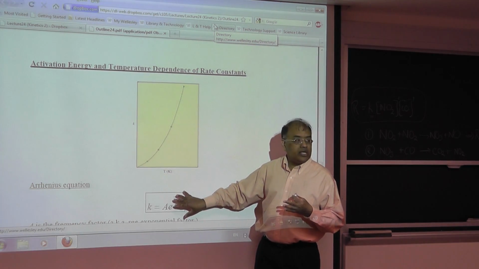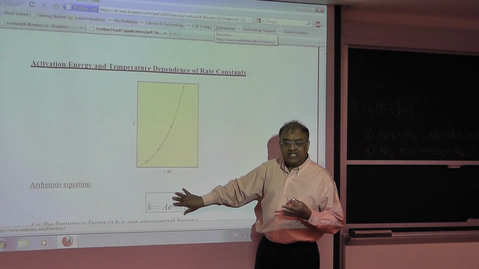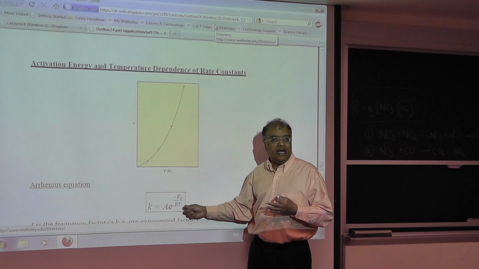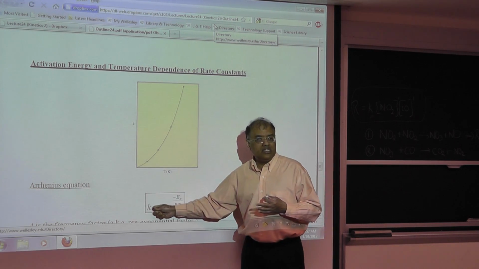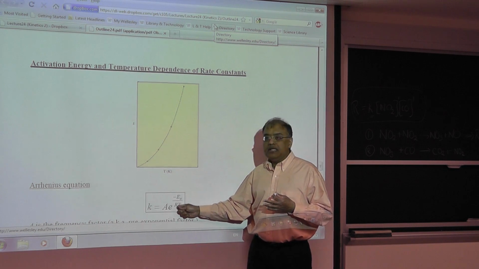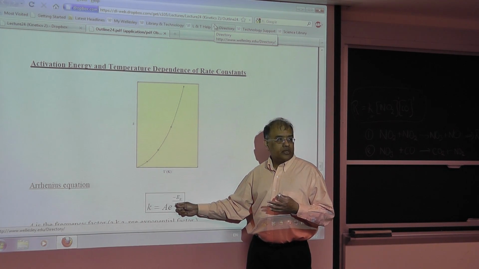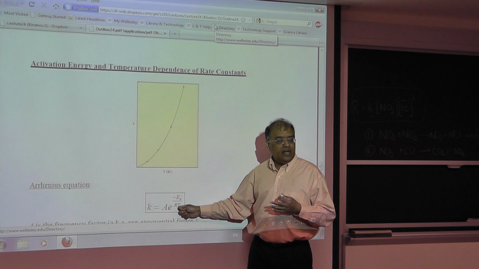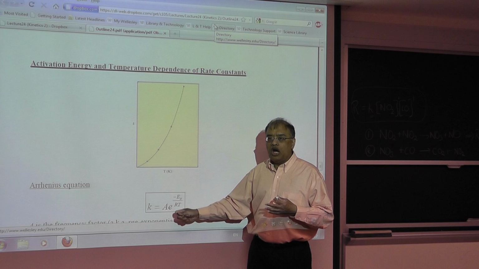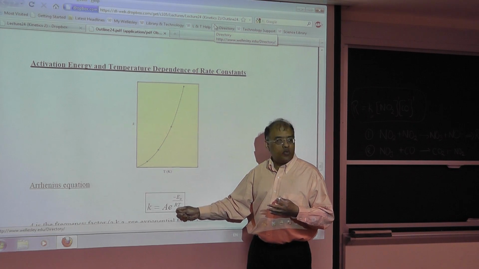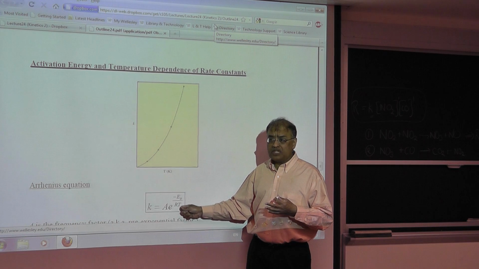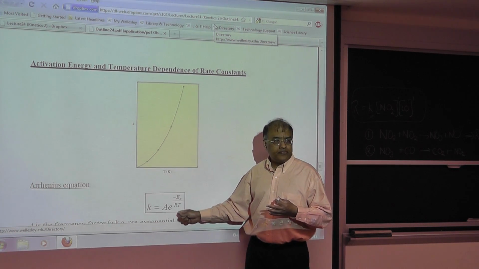Our entire lecture on Wednesday is going to be on trying to understand the theory behind this equation. Why does the rate constant depend on temperature in a manner given by this equation? For today, all we care about is how we manipulate this equation, not where we got this equation. We will talk about where we got this equation in class on Wednesday.